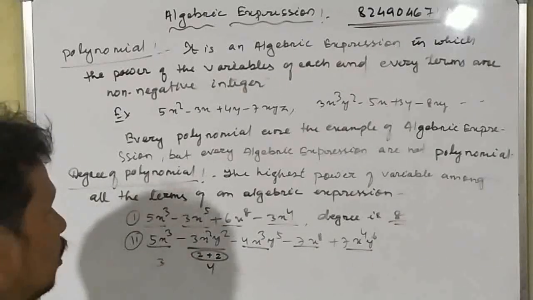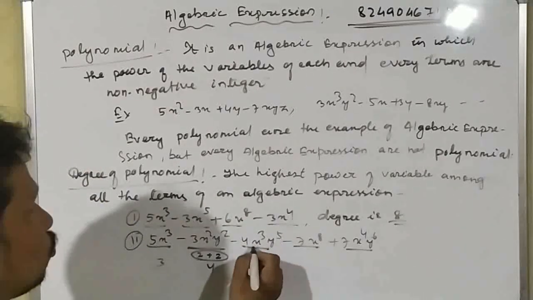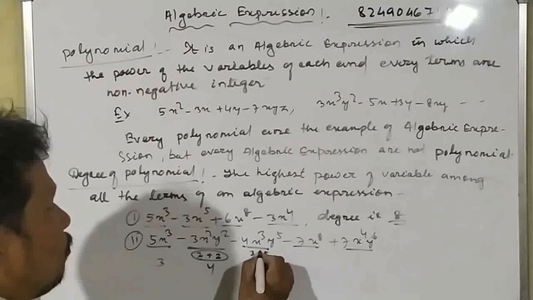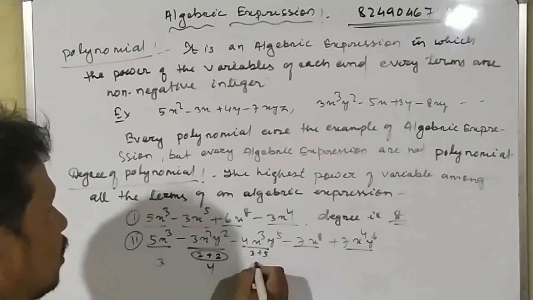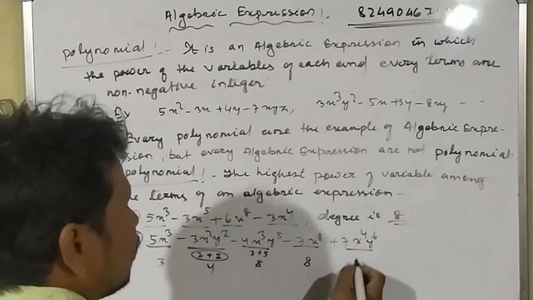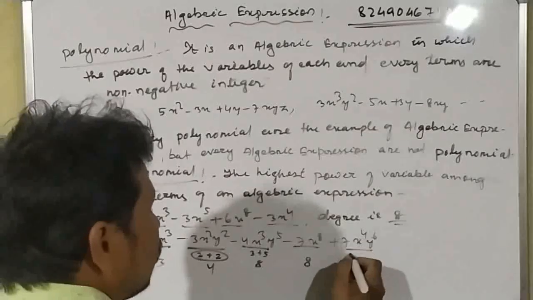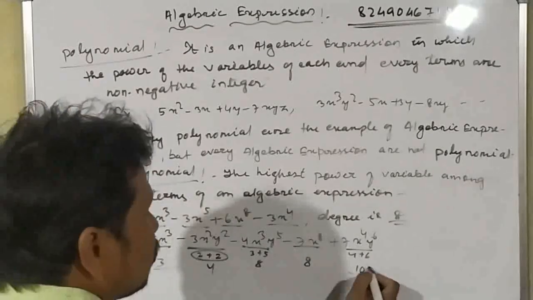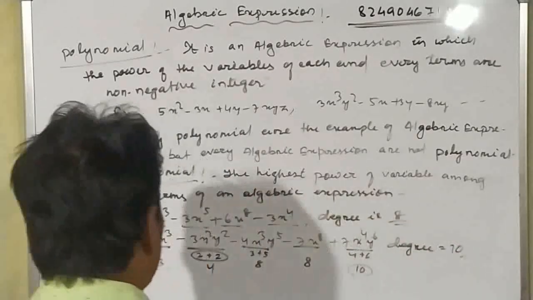This is a very important thing. In the third term we also have x and y. The power of x is 3 and the power of y is 5, so we have to add them to get the power of this term: 5 plus 3 equal to 8. In the fourth term, one variable is used and the power is 8. In the last term, two variables are used, so the sum of the powers of x and y is 4 plus 6, which equals 10. Which one is the highest? The highest is 10. So the degree is equal to 10. Okay students.